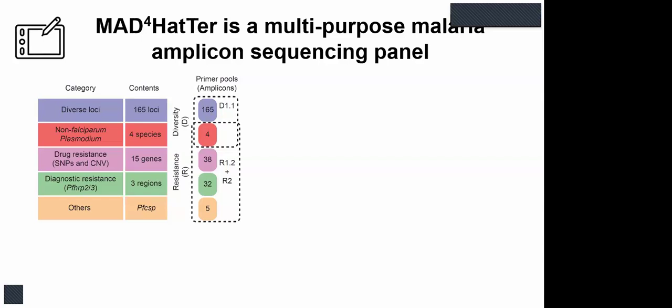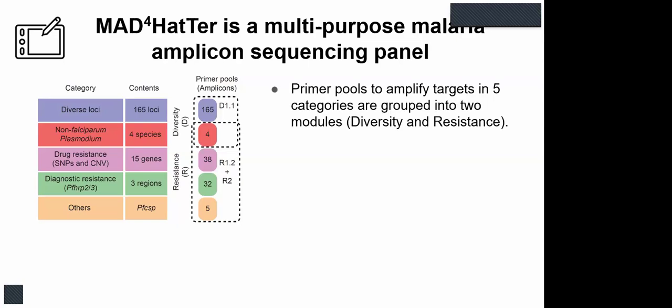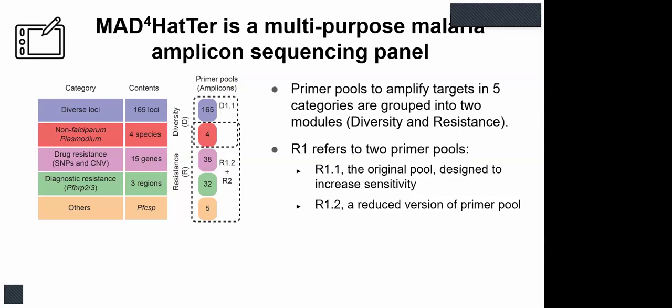And we put this in terms of primer pools, which we call amplicons. So there is a D1, which is the diversity panel. And then we have R1 and R2, or R1.2, which are mainly the resistance panel plus the other diversity markers. So primer pools amplify targets in 5 categories, like I've mentioned.